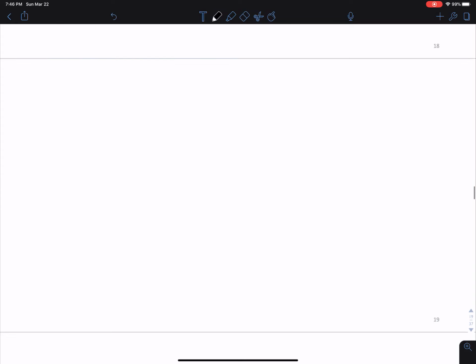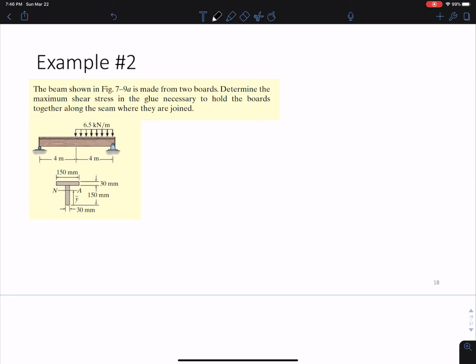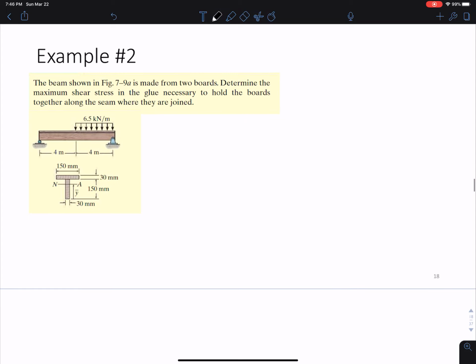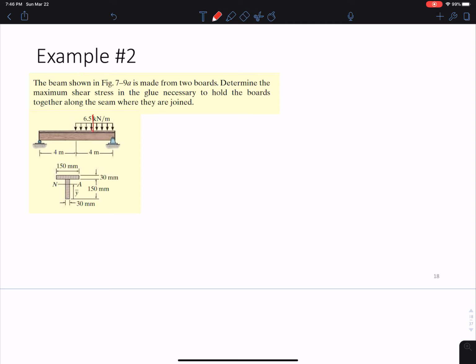So what we'll probably do is finish this example, and then I'll post the next half of this in another video because it's getting a little bit long. Let's take a look at what's happening. We have a distributed load of 6.5, which means our resultant here is 26. I'll let you do the statics on your own, but we get 6.5 kilonewtons and 19.5 kilonewtons here. And they're giving us this cross section, it's a T shape.